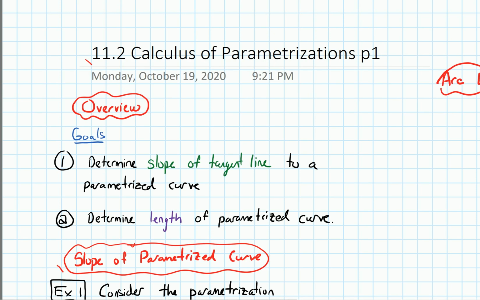All right, so in terms of our goals for this section, we have talked about how to find the slope of a tangent line to a parametrized curve. In the next video, we'll look at how we find the length of a parametrized curve.